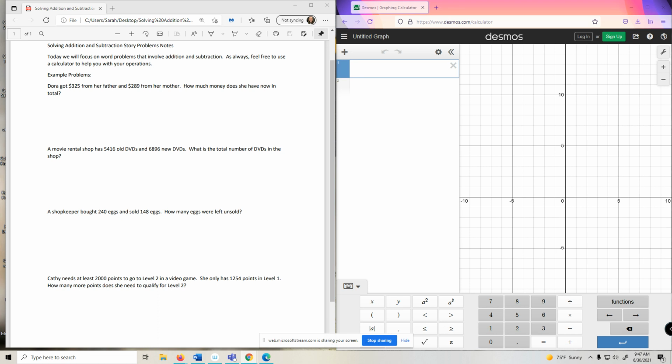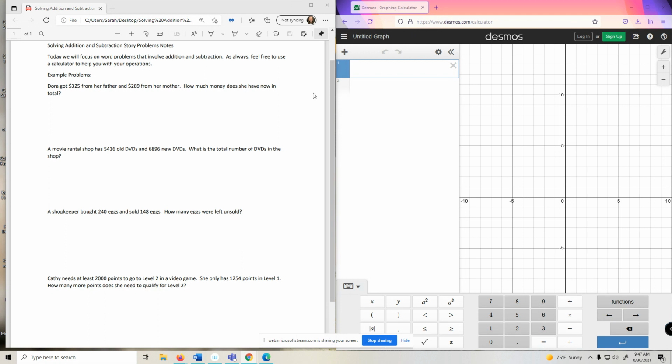Hello, today we're going to start looking at some word problems that all involve either addition or subtraction. As always, you can use Desmos or whatever calculator you'd like to do your calculations. The key thing here is going to be to figure out what operation you need to do with the numbers in the problem.